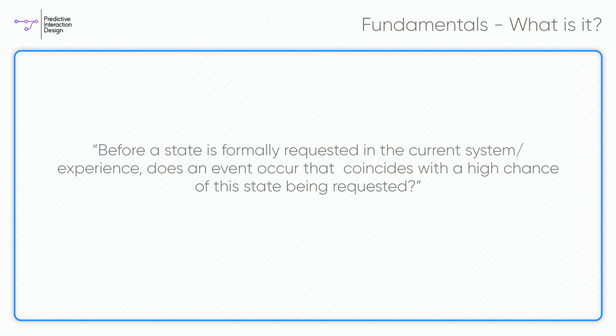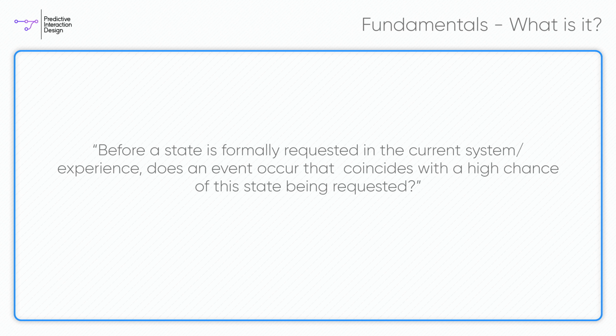Welcome to the continuation of Chapter 3 of the first section of the Predictive Interaction Design course. Today we're going to be looking at mapping out the user journey before they make an interaction with the system. So previously, we've asked the question, before a state is formally requested in the current system or experience, does an event occur that coincides with a high chance of this state being requested?